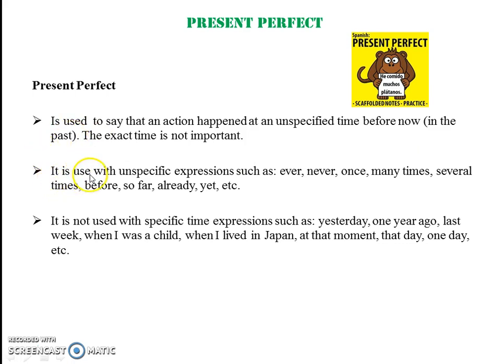And it is used with unspecific expressions, such as ever, never, once, many times, several times, before, so far, already, yet. They are not given the exact time, okay? And it is not used with specific time expressions, such as yesterday, one year ago, last week, when I was a child, and so on. Okay, notice please the difference between the unspecific and specific. This means no time expressions, and here, yes, time expressions.